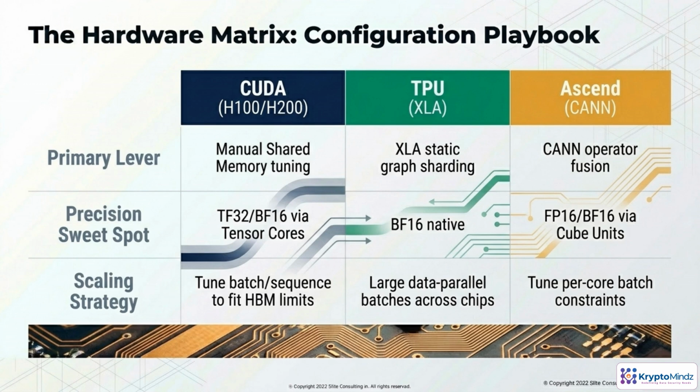When you configure each platform, the main knob you turn is different. On CUDA GPUs, performance often comes from careful memory behavior, making sure kernels and batches fit cleanly in HBM, and using tensor cores with TF32 or BF16. On TPUs, your leverage is XLA, shaping a mostly static graph using BF16 and scaling with large data parallel batches across chips. On Ascend, you focus on CANN operator fusion, FP16 or BF16 cube units, and per-core batch limits.